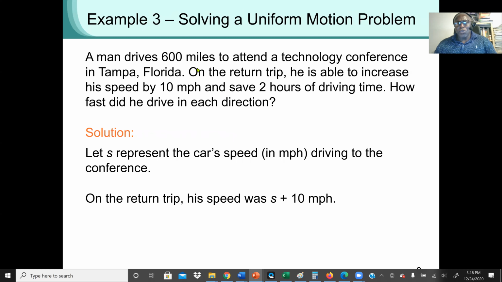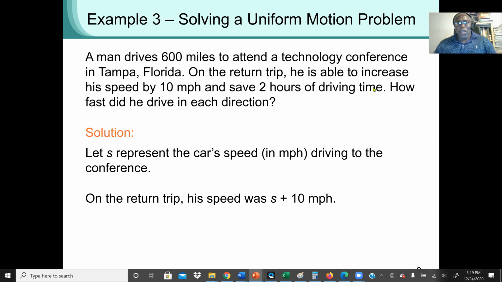So a man traveled 600 miles to attend a technology conference in Tampa, Florida. But on the return trip, he increases his speed by 10 miles per hour, and that saved him 2 hours of driving time.